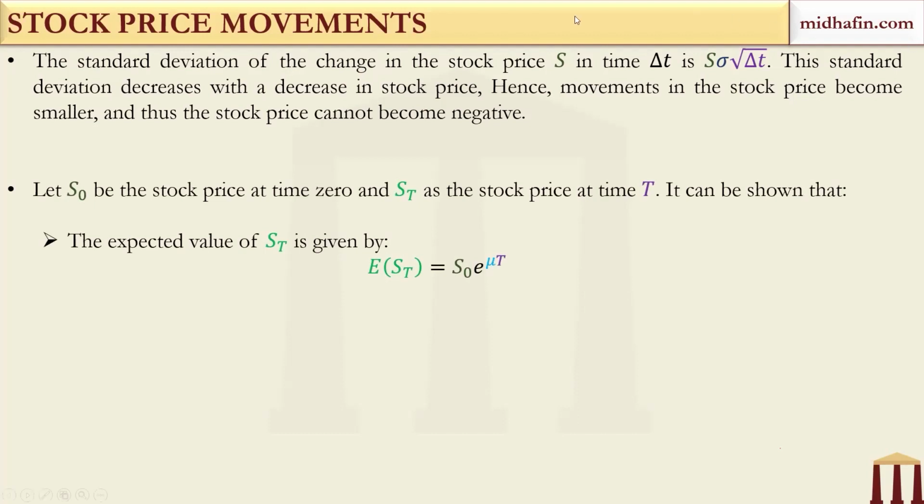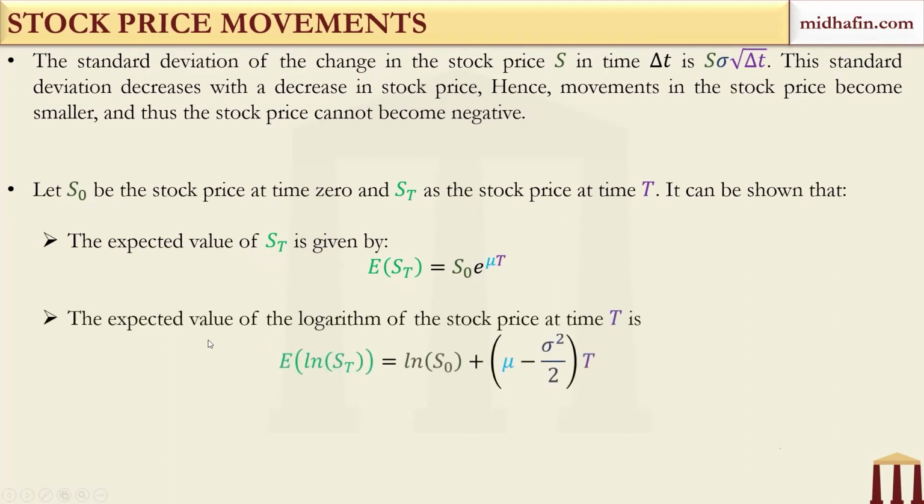Now let's define certain things. Let S0 be the stock price today at time 0, and ST be the stock price at time T, which is a longer period, let's say 2 years, 3 years, something like that. The expected value of ST, E[ST], is given as S0 e raised to the power of mu T, where mu is the average return. And the expected value of the logarithm of the stock price, E[ln ST], is given by this formula.